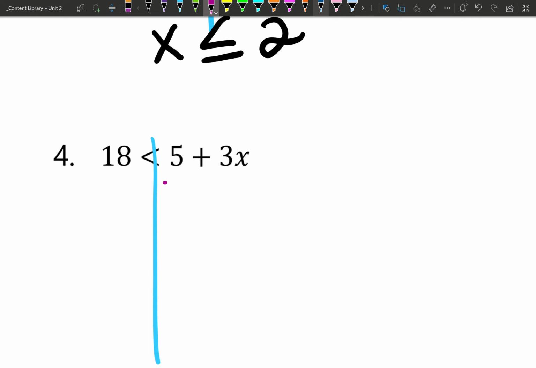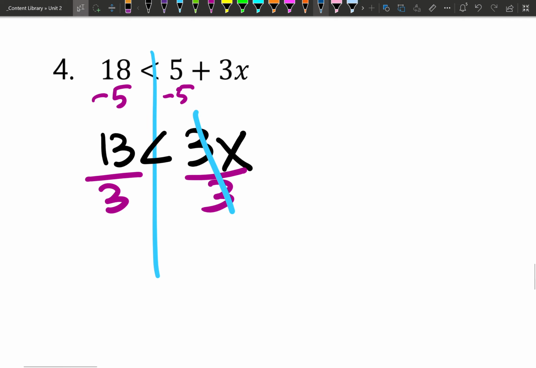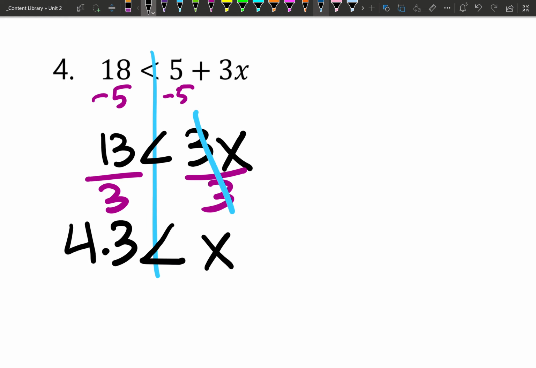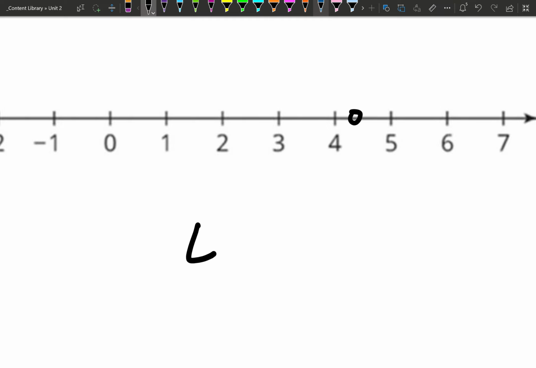First and foremost, let's solve for x by subtracting 5 from both sides to start, and then dividing by 3. Okay. 13 divided by 3 gives us 4.3. The symbol stays the same, so it's 4.3 less than x. Now, just based off the symbol, I know that 4.3 should have an open circle. Now, 4.3 is less than x means that x is bigger than 4.3.